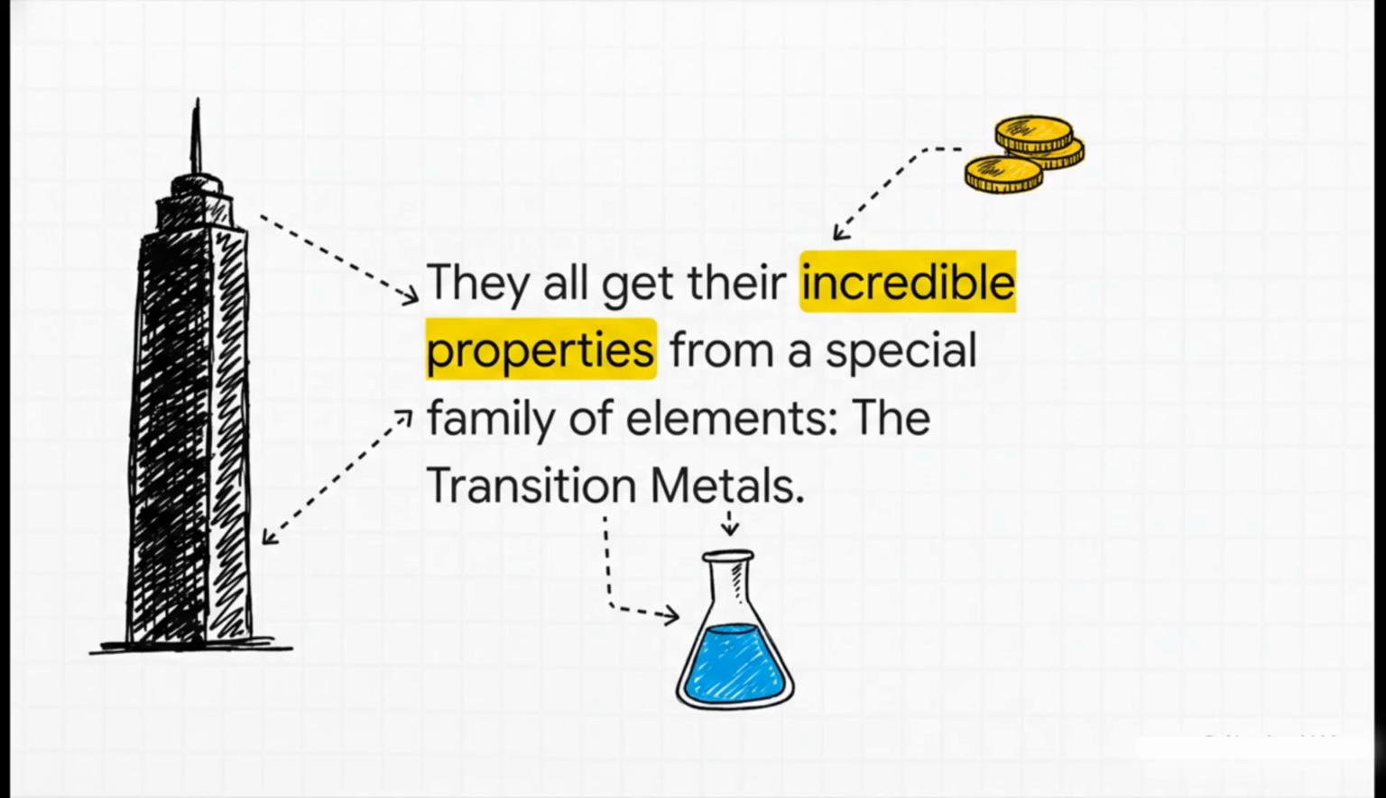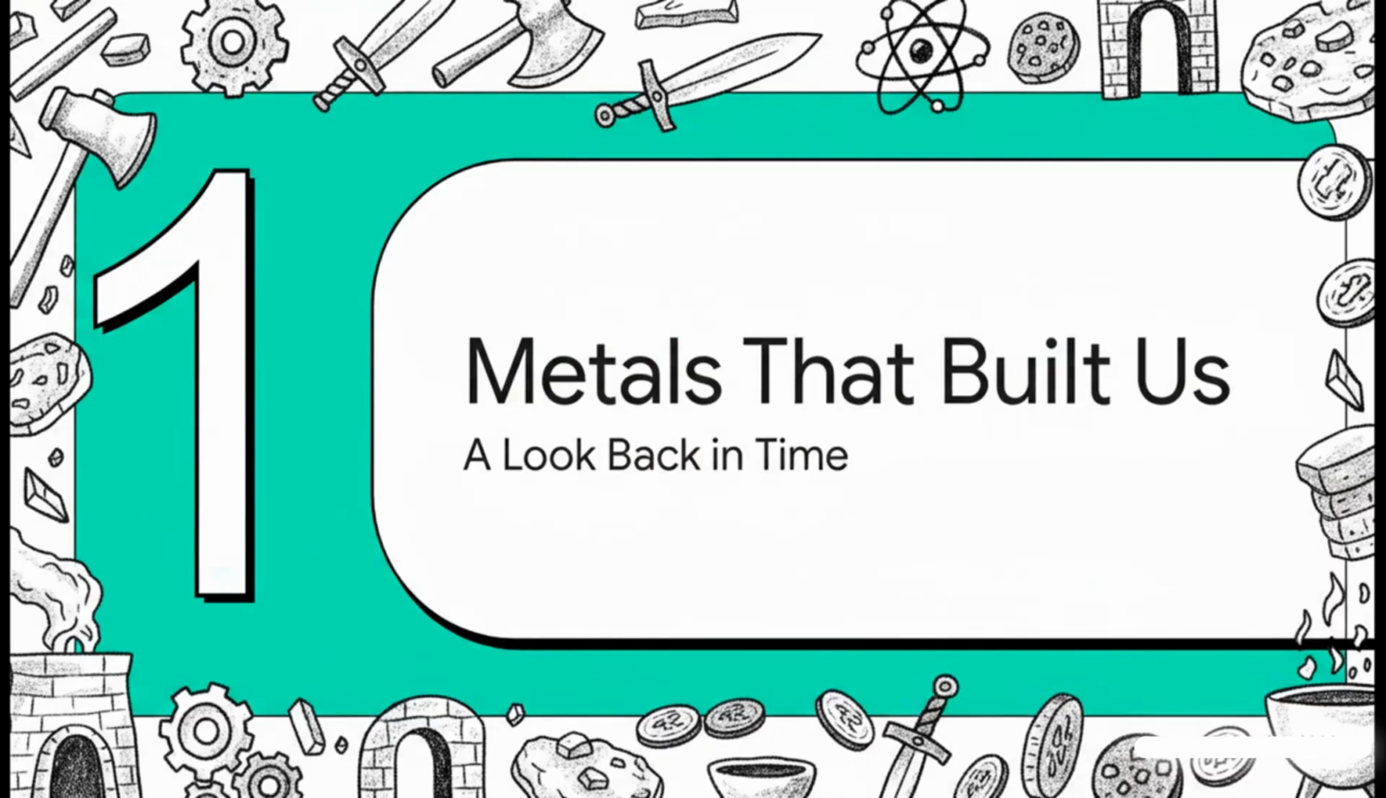Yep, you guessed it. The insane strength of steel in that skyscraper, the timeless value of that gold coin, and even the brilliant blue color you see in that beaker. It all comes down to the unique chemistry of this one special family. So, to really get a handle on just how important these guys are, we've got to take a little trip back in time. Because these elements aren't just useful today, they are literally the foundation of human history.